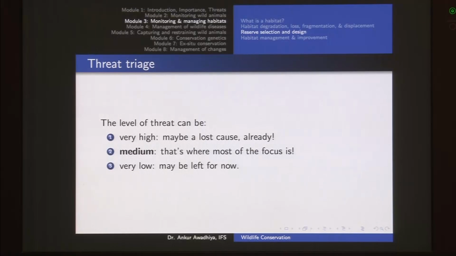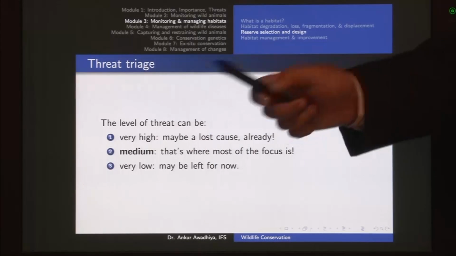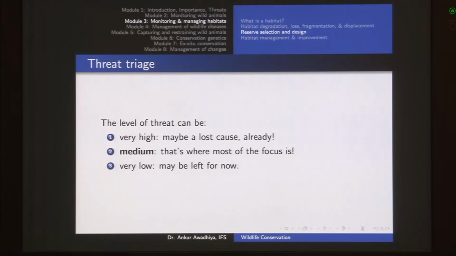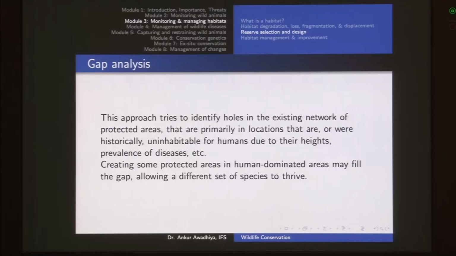Then we had a look at threat triage. In this case we say that if the level of threat is very high, by the time we are able to create our reserve, this area would be overtaken, so it will be a lost cause. If the level of threat is very low, then it is not an emergency situation, we can leave it for right now and we can focus most of our attention on the medium level of threats, because these are the areas where we can have the maximum bang for the buck, or the maximum amount of benefit per amount of cost in terms of time or money that is being put in.